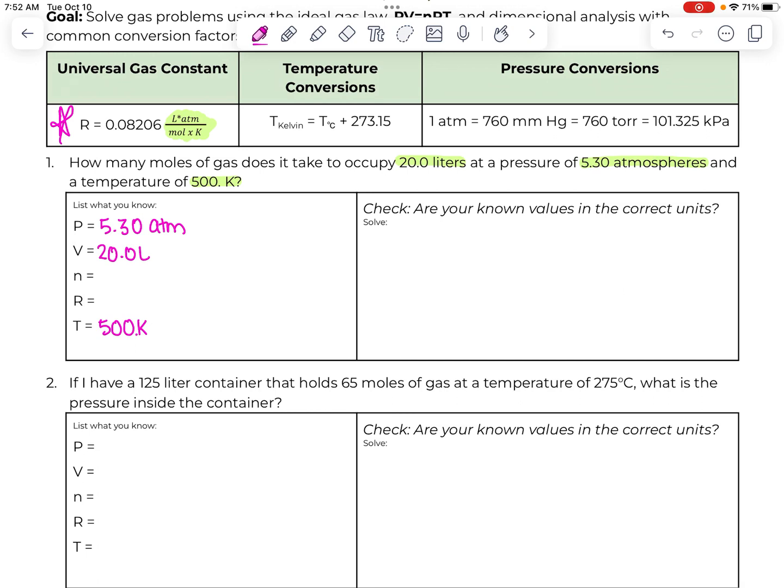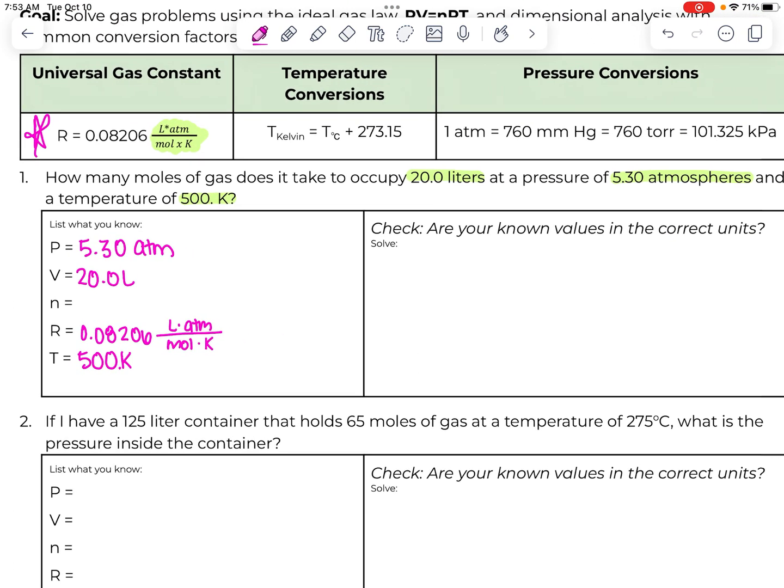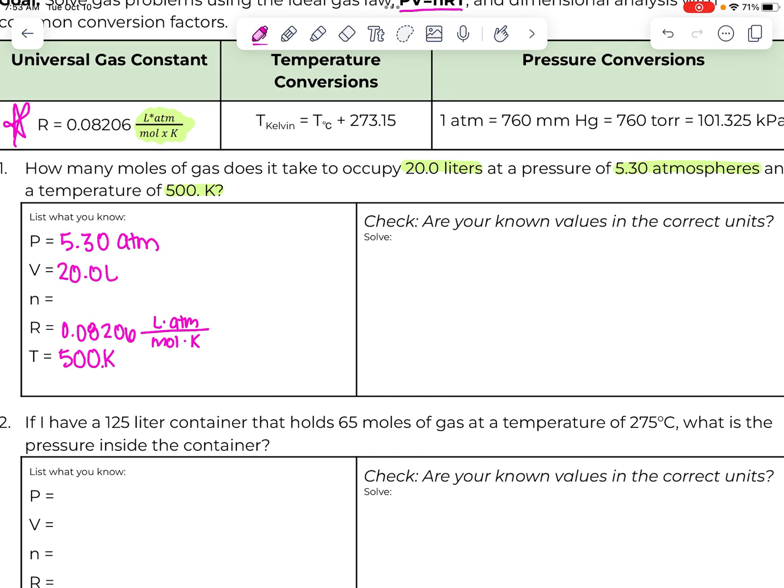So let's get some practice. Lastly is your ideal gas constant, and that's not going to change, so we're going to plug this in here: 0.08206 liters times atmospheres over moles times Kelvin. One thing that's really important is that if you have a constant, that does not count toward your significant figure determination at the end of this problem.